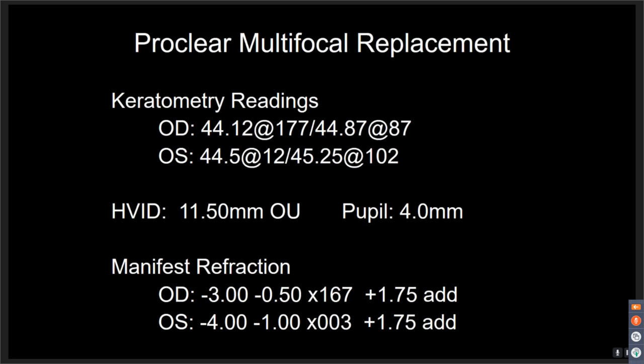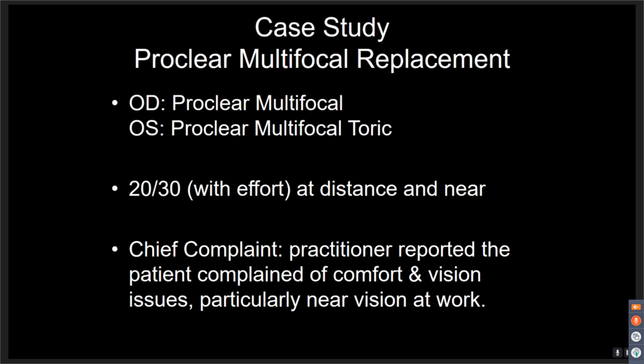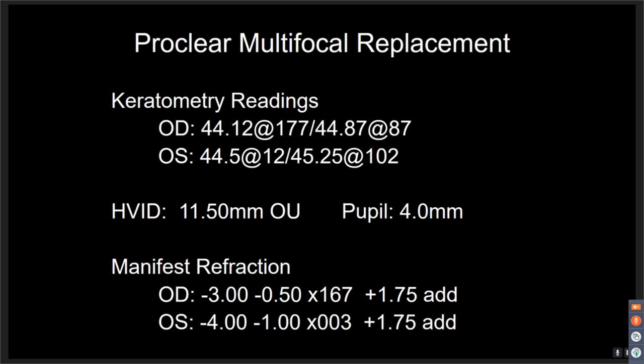And these are the K readings, standard, 44-ish by 45, around there. HVID is a little bit smaller than normal, 11.5. Pupil size is 4.0. Refraction is minus 3, minus 50 with the rule, and the other one is a minus 4, minus 1, both at 175. So a small amount of cylinder in the right eye, a little bit more in the left eye. And if we go back to the previous, they had been wearing a spherical in the right eye and a toric in the left eye.